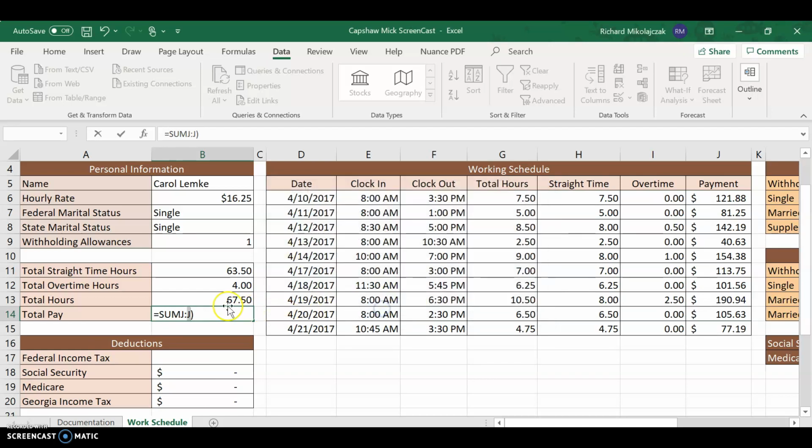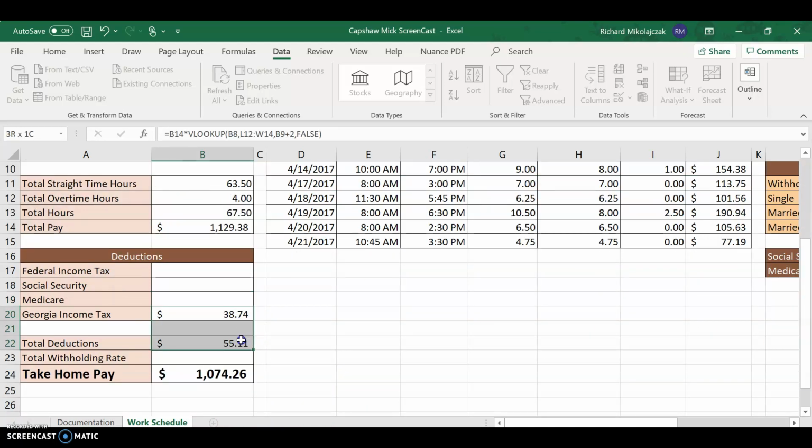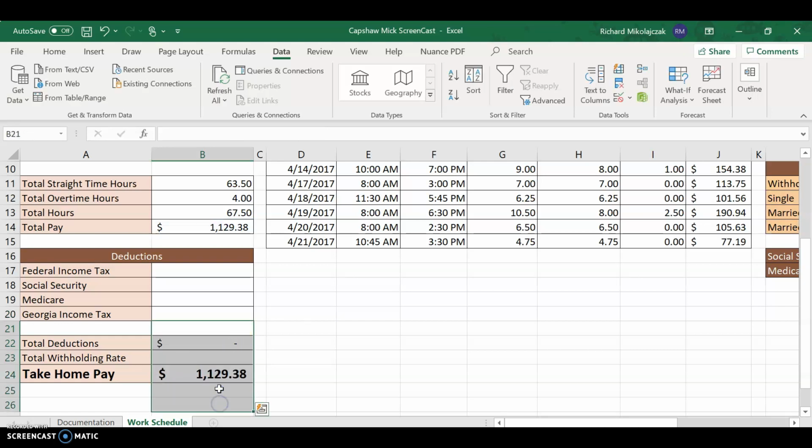Okay, let me just put parentheses. And there you have it. I had done this previously, so it shouldn't automatically kick it in. Delete. Delete. There you go. All right.